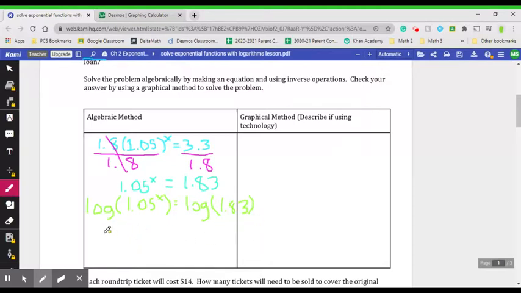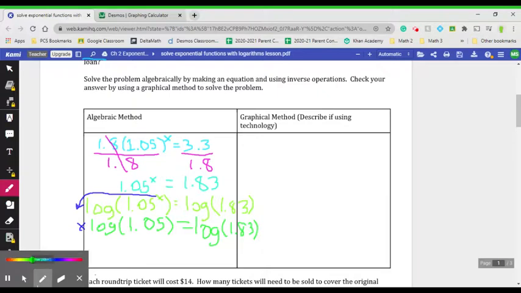Now, there is a logarithm rule where if you have an exponent, where this x is, that can go to the front. So that means we would have x multiplied by the log we already had there, 1.05, and that would be equal to the logarithm we have on this side as well. So we have that logarithm all set up.